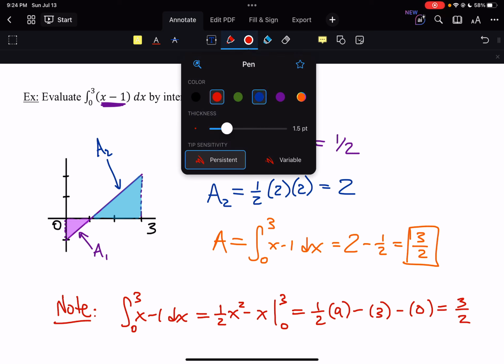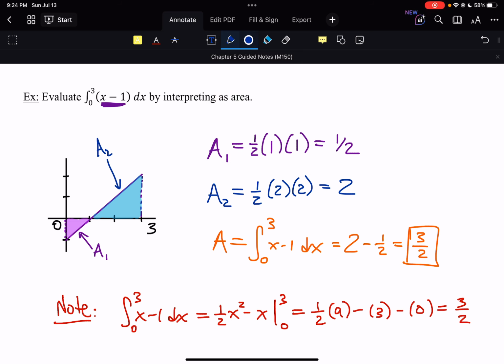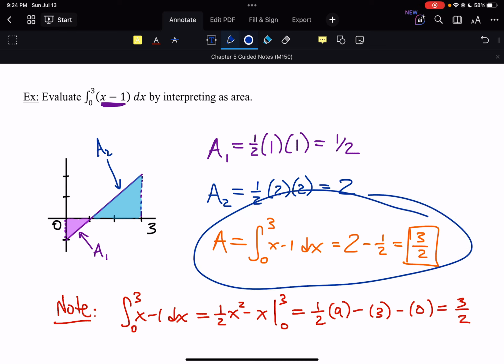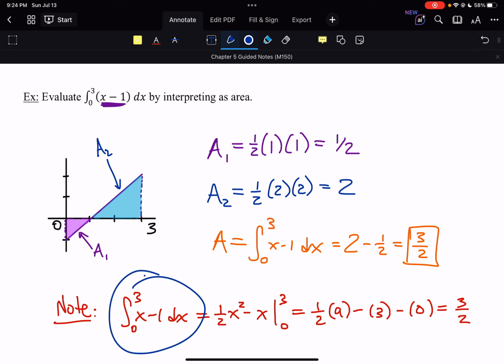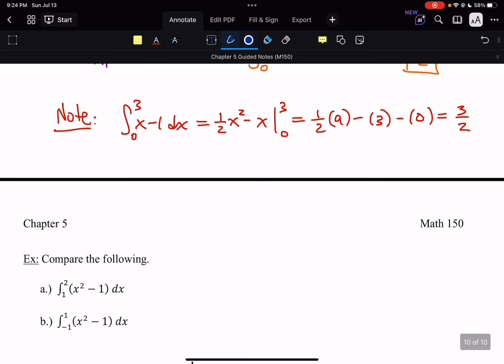So we would get the same value, but obviously we're trying to draw a connection here between the integral and the area itself. Now, most functions, especially in calculus, you're not going to be able to do geometric interpretations like this. This one just works out really well in our favor because it's a straight line. Most functions will require the use of an integral and an antiderivative. So let's take a look at another example at the top of the next page here.